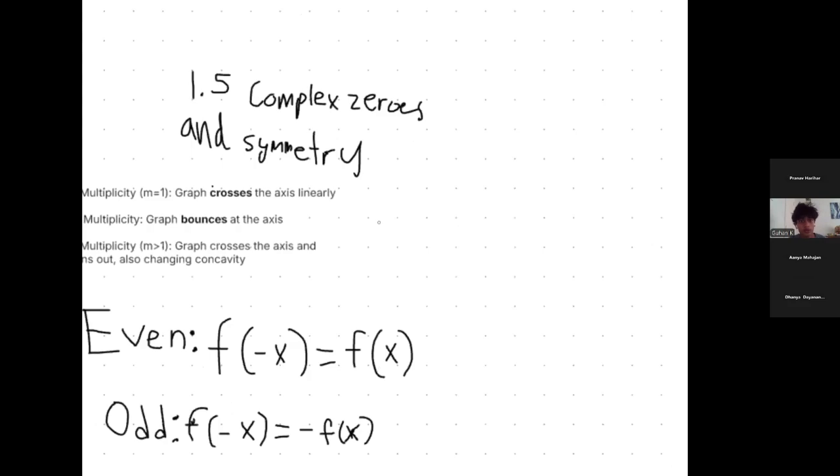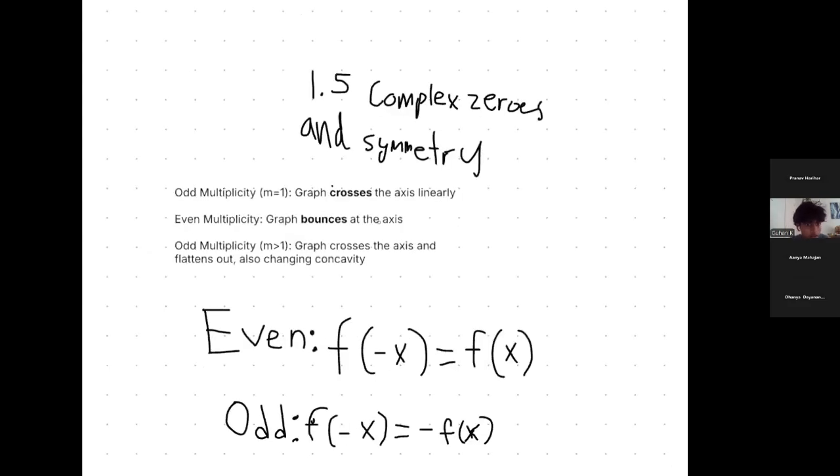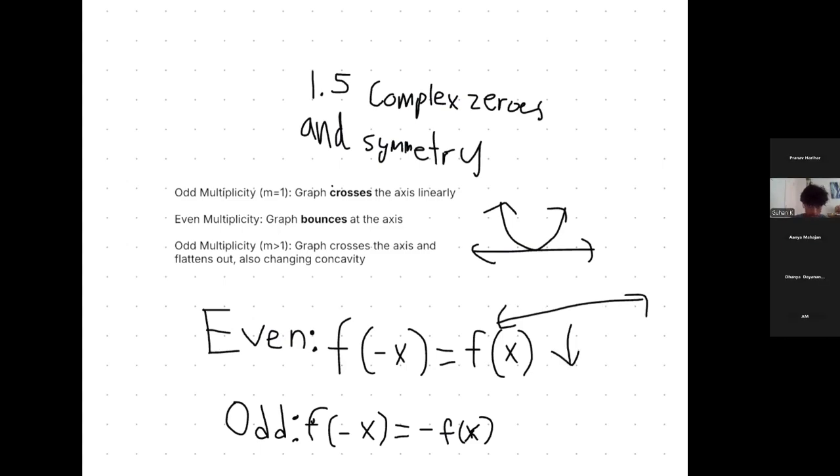Okay, topic 1.5, complex zeros and symmetry. When a function is odd, it crosses the axis linearly. We went over this, and then when it's even, the graph bounces at the axis, kind of like a quadratic. So like that was the axis. And then when it's odd multiplicity, but the multiplicity is greater than 1, it crosses the axis and flattens out. So kind of like, it crosses it, but it flattens out and then crosses it.